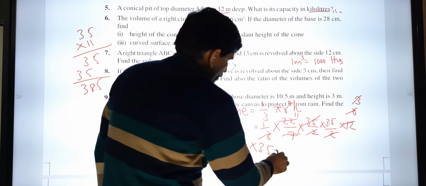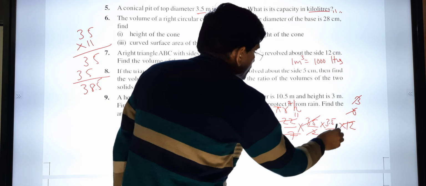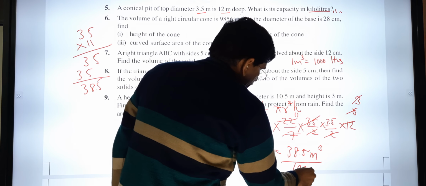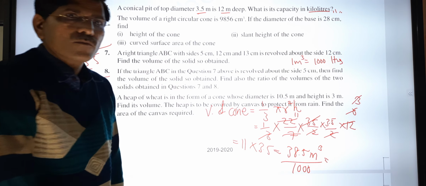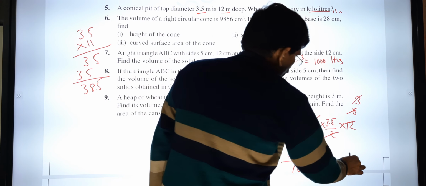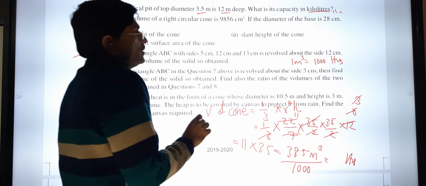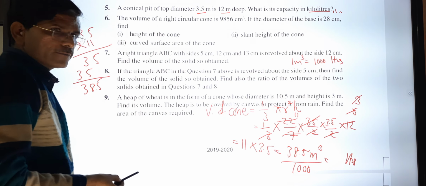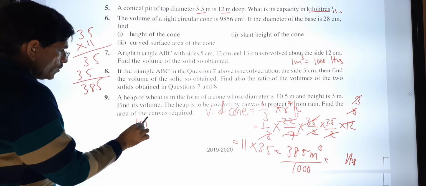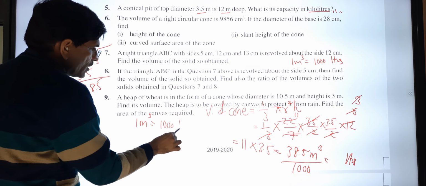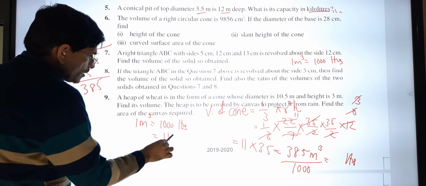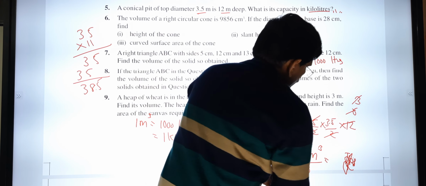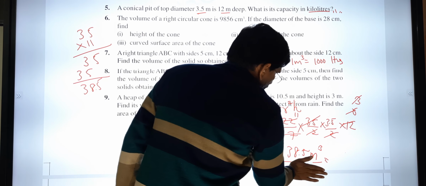So the answer is 38.5 meter cube. We have to divide it by 1000, so it will be converted into liter, but still the answer is in kiloliter. So again, 1 meter cube is equal to 1000 liter is equal to 1 kiloliter. So we cannot divide it. We have to write it as it is.